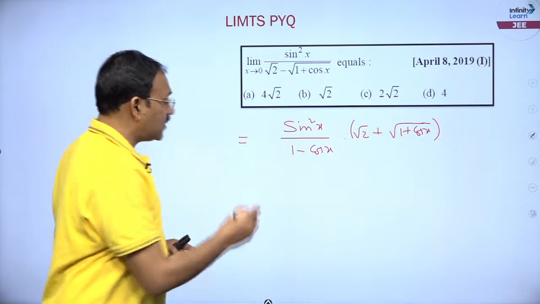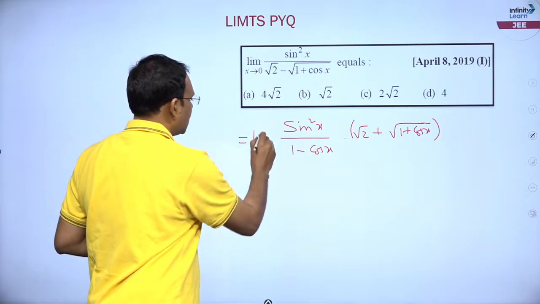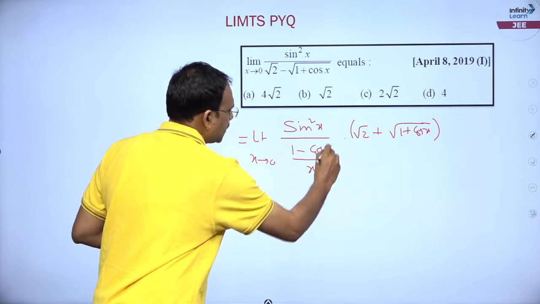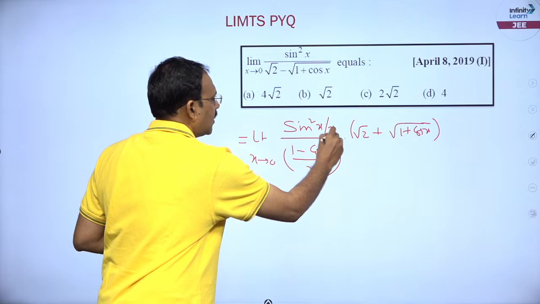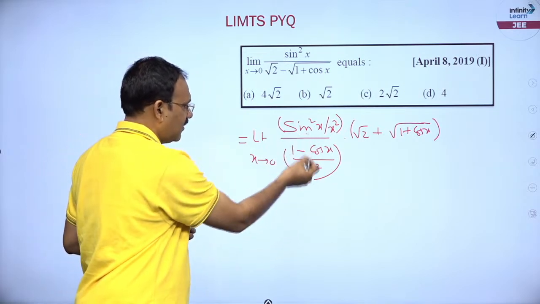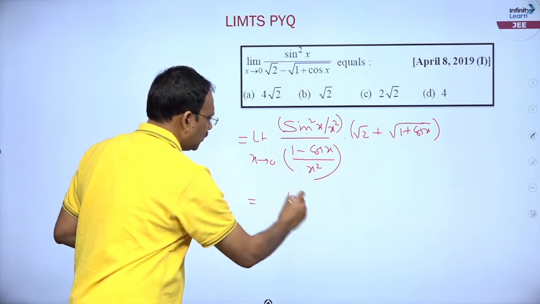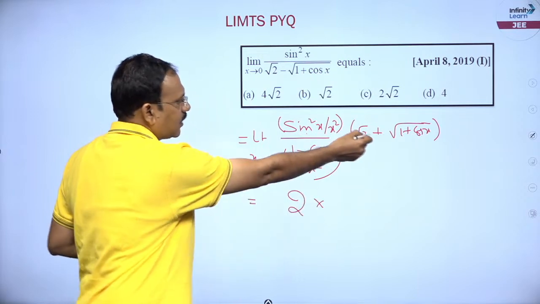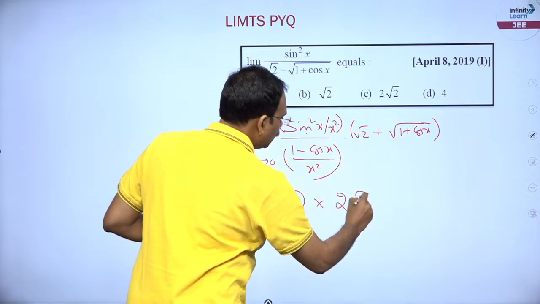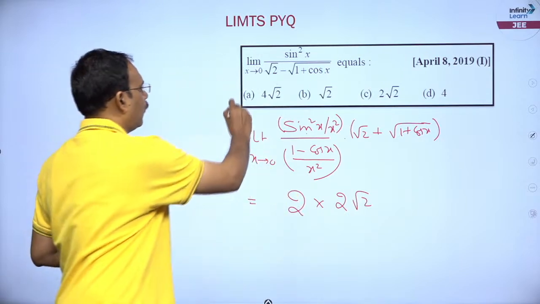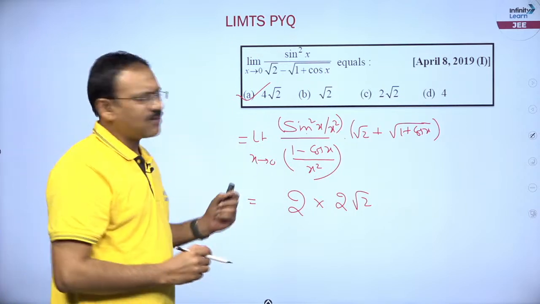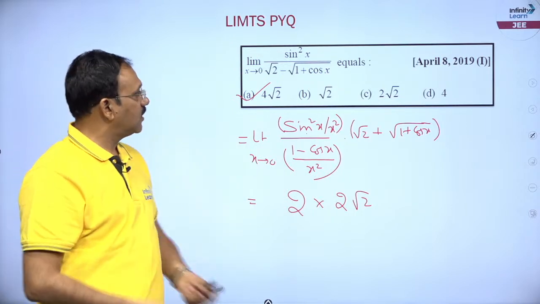Second step, 1 minus cos x by x square, friends, do remember limit x tends to 0. You just write x square here. Now this is 1, this is 1 by 2, so this part becomes 2. Here you put x tends to 0, root 2 plus root 2 will become 2 root 2, and the final answer is going to be 4 root 2. That's all. It's a matter of 2 steps, dear students.